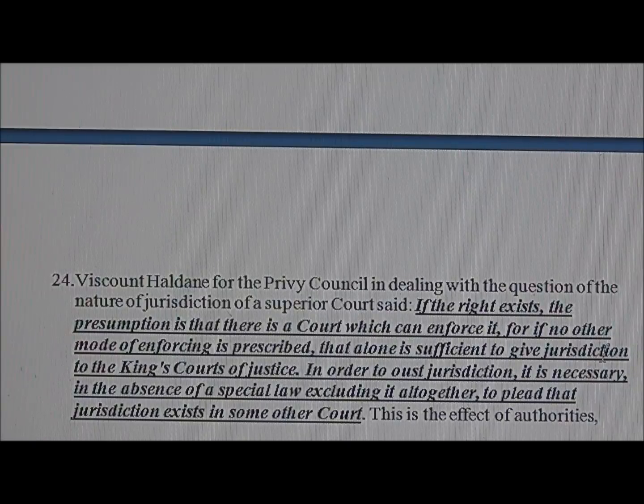Now, Viscount Haldane, for the Privy Council, in dealing with the question of the nature of the jurisdiction of a superior court, said, if the right exists, the presumption is that there is a court which can enforce it. If no other mode of enforcing is prescribed, that alone is sufficient to give jurisdiction to the Queen's Court of Justice. Here it says King's, because this was from 1667, but nevertheless now it's the Queen's Bench, Queen's Court of Justice. In order to oust jurisdiction, it is necessary, in absence of a special law excluding it altogether, to plead that jurisdiction exists in some other court. This is the effect of authorities.